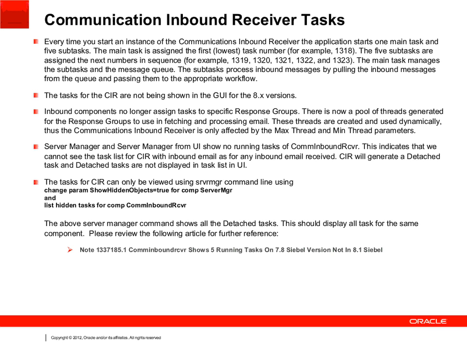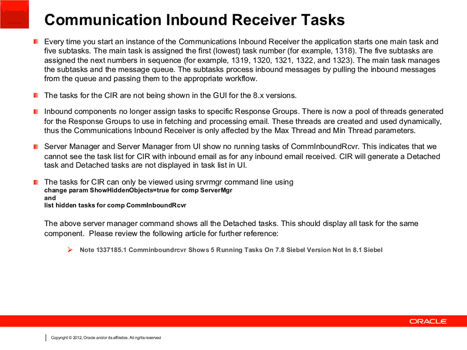So every time we start an instance of the communications inbound receiver, the application starts one main task and 5 subtasks. The main task is assigned the first lowest task number, and the 5 subtasks are assigned the next numbers in sequence. Now from version 8.x onwards, we cannot see the task for CIR in the GUI.